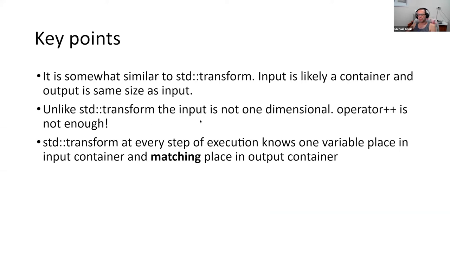Unlike the transform, the input is not one-dimensional. So you have neighbors, and you don't have a simple plus plus to traverse everything. What's interesting is that STL transform at every point during execution remembers one location in input and one location in output, right? So put from here to here, then from here to here, right? Only one location in input, only one location in output.